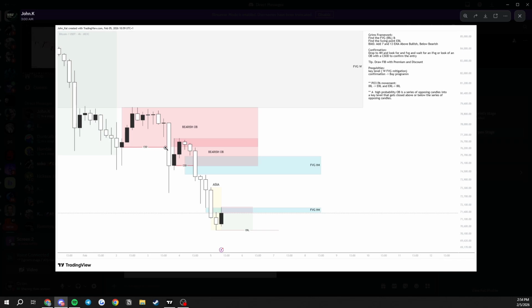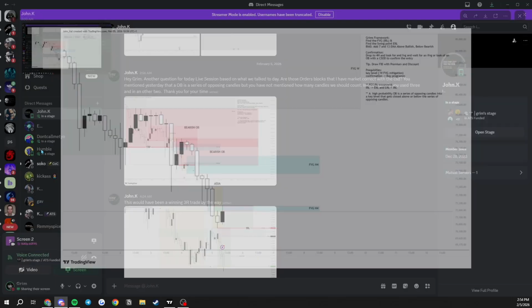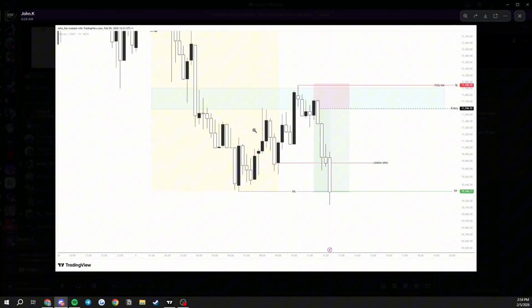Yeah, CISD here. Very good. CISD here. Very nice. It was kind of throwing me off that you had your chart colors inverted for a second. But yeah, those are correct. Very nice work. This would have been a 3R winning trade. Very nice. Very good work.